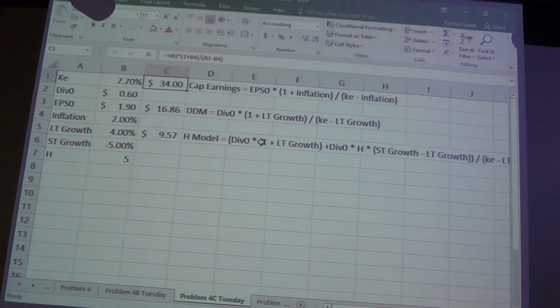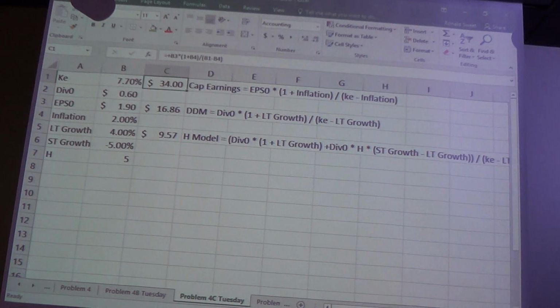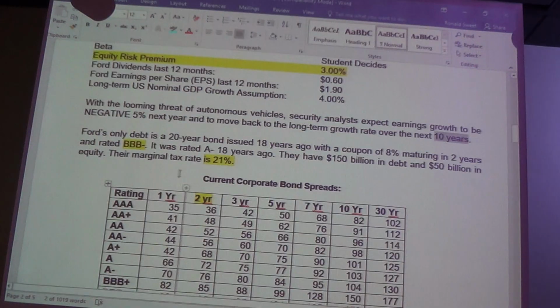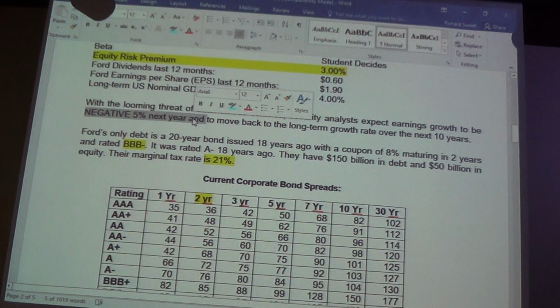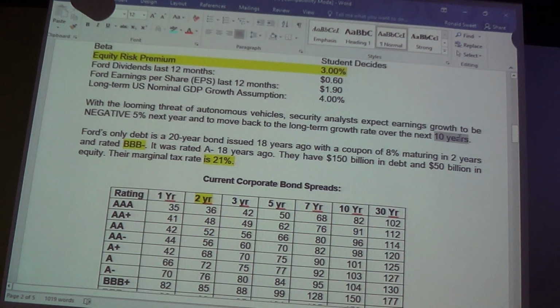Can you explain how you got the short-term growth again, the negative 5? It's in this paragraph. You'll see a paragraph just like this. It says they expect earnings to be some percent next year, well, that's your short-term growth. And then moving back to long-term growth rate over 10 years. If it's 10 years, then use 5 as your H. It's just given to you. That's part of the problem.